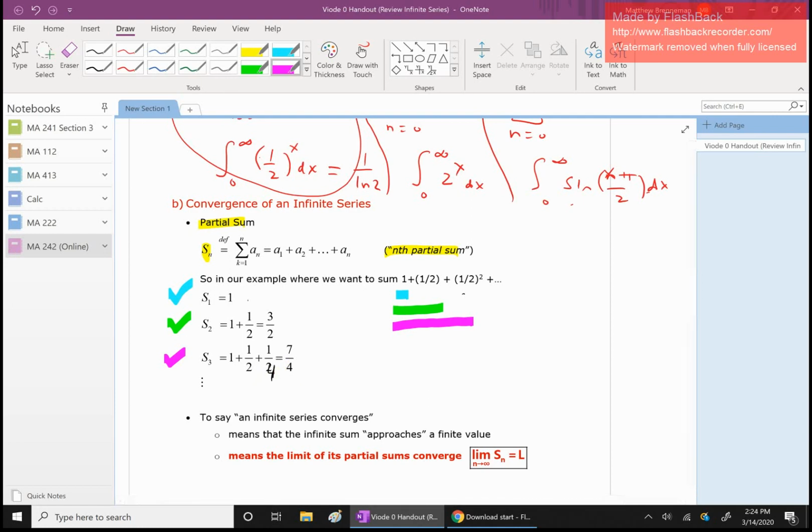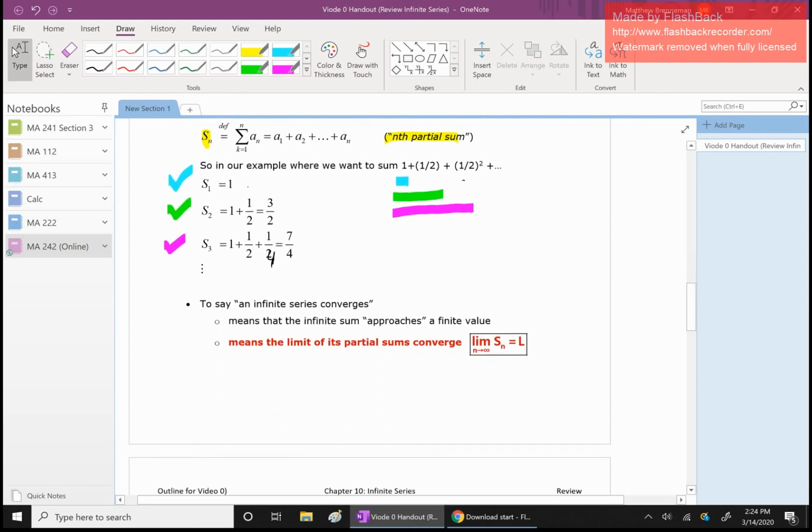And so if we have this concept of partial sums down, we can talk about what it means for an infinite series to converge. Mathematically, we know that when we're talking about converging, we're talking about a limit. And so it's not too surprising that what that means is that the limit of the partial sums converges.